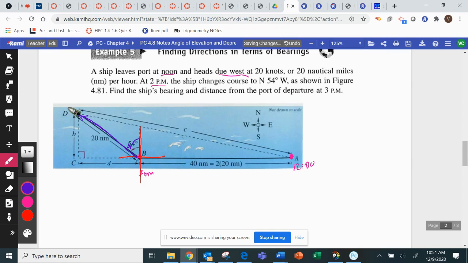And it says, find the ship's bearing and distance from the port departure at 3 p.m. So it's telling us that it went 1 more hour, which is 20 more nautical miles. Now we have to find the ship's bearing and distance from the port at 3 p.m. So what we're actually finding, if I go back to the original port and draw one of those compass roses, I think that is what it's called, if I draw one there, we're going to find the bearing to where it finishes at point D. And we're going to find the length that it travels for C.